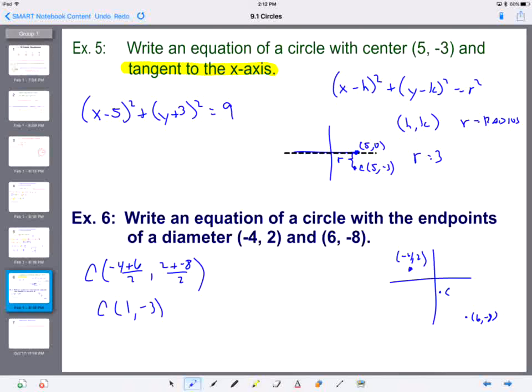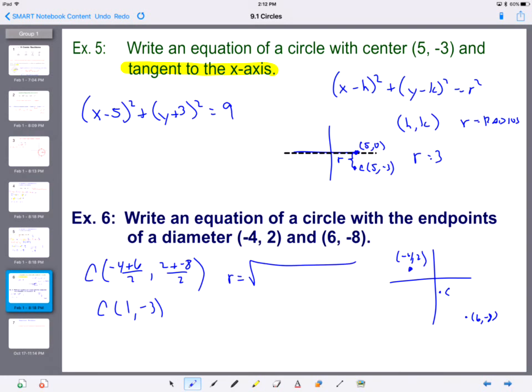All right, so we have the h, k. Now we need to find the radius. Well, this one we're going to have to use a distance formula. We could do the distance between the two endpoints and then take half of it, or we could just do the distance between the center and one of the endpoints, which is what I'm going to do. So I'm going to take the center and find the radius using the distance formula.